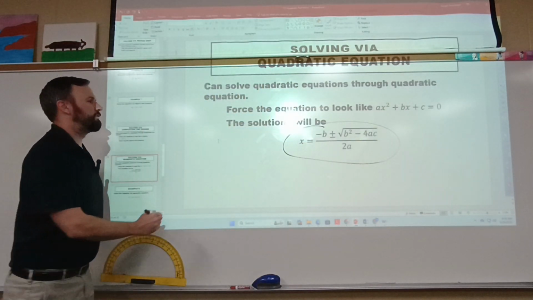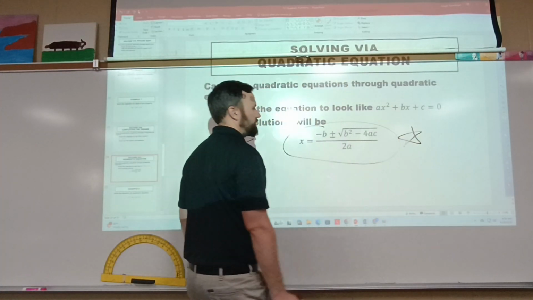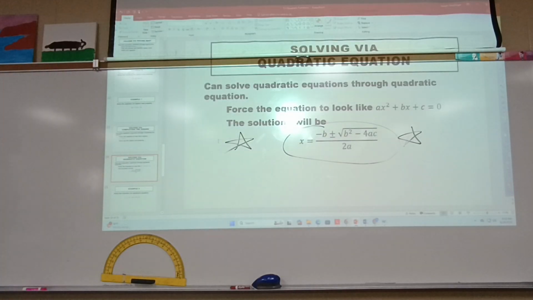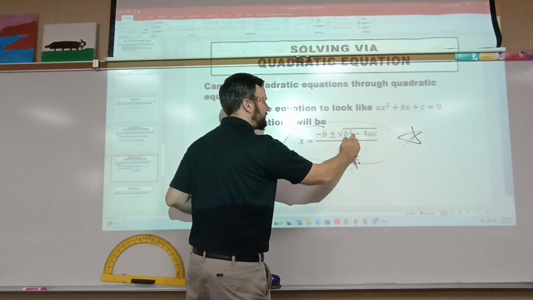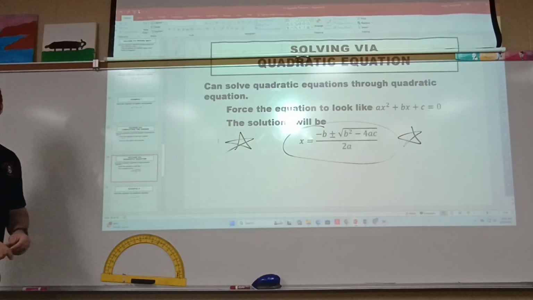Bingo. Star, star, star. The quadratic formula: negative b plus or minus square root of b squared minus 4ac all over 2a.